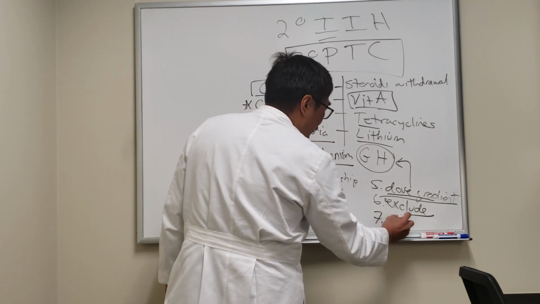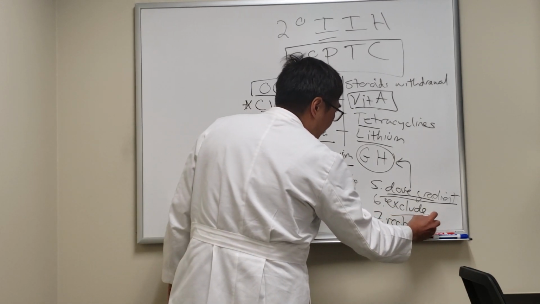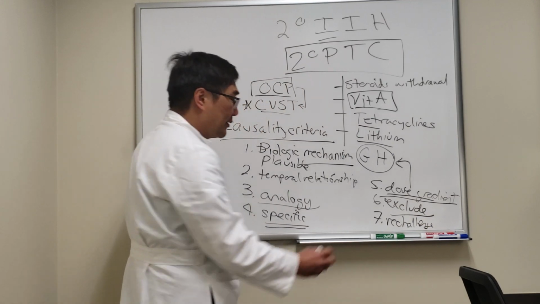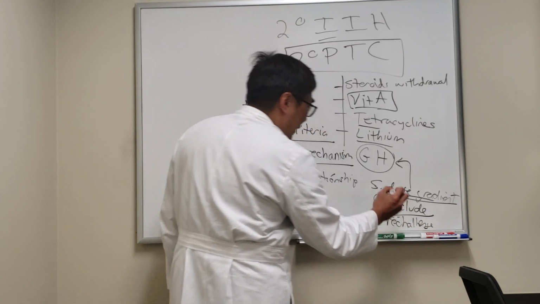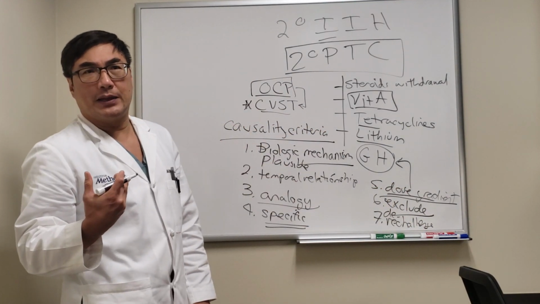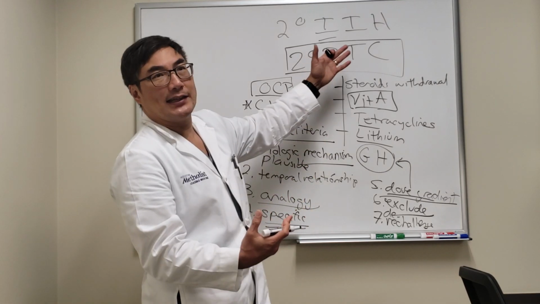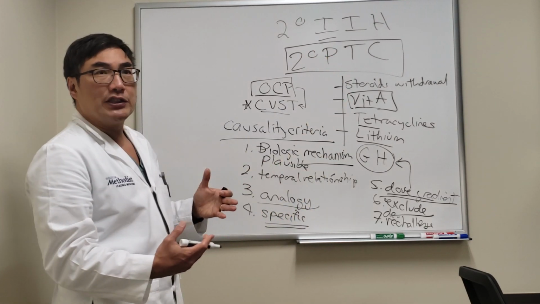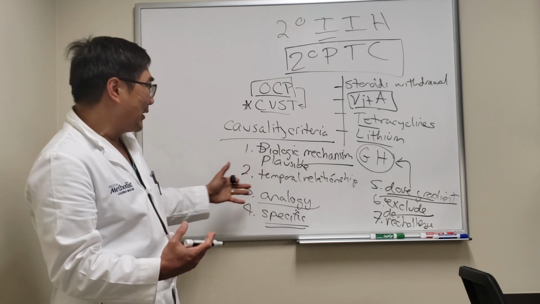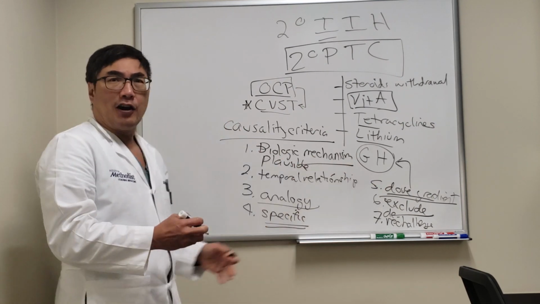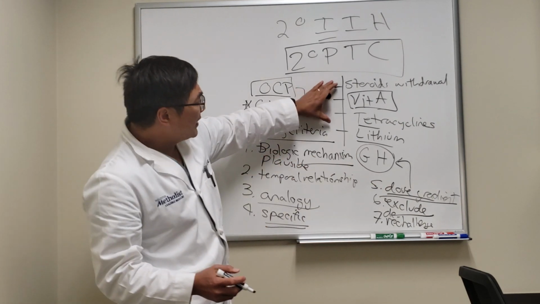And then the strongest piece of evidence that we have is called a re-challenge or a de-challenge. And so if you take it away, their symptoms get better, and if you give it to them again, they get the exact same thing again. So a de-challenge, re-challenge is one of our strongest pillars for establishing a cause and effect relationship.